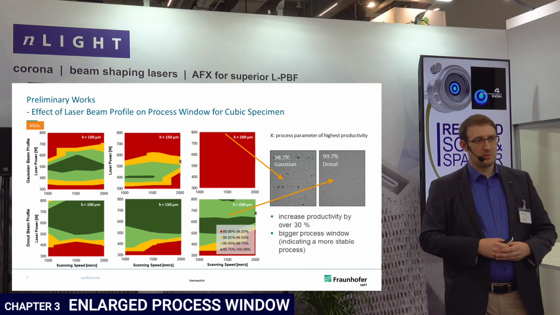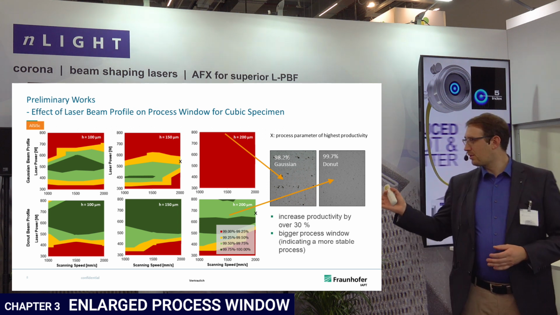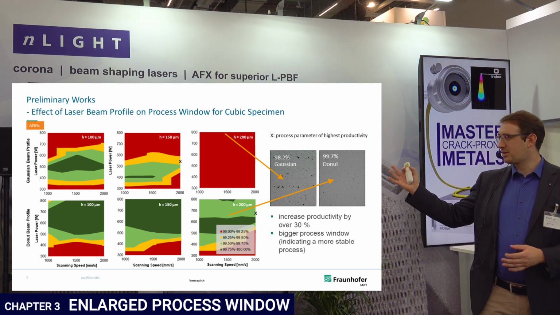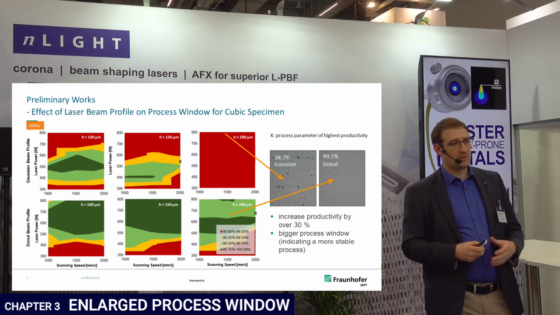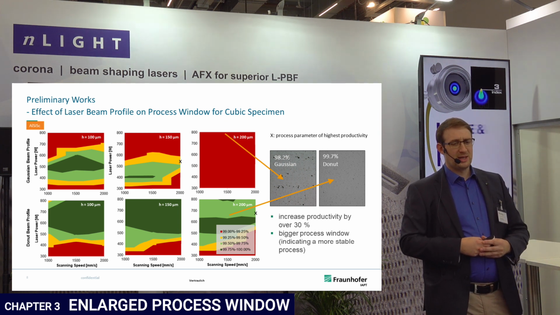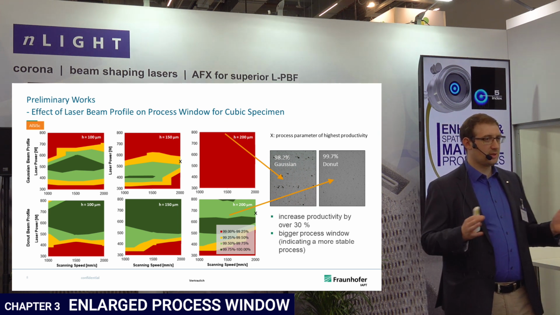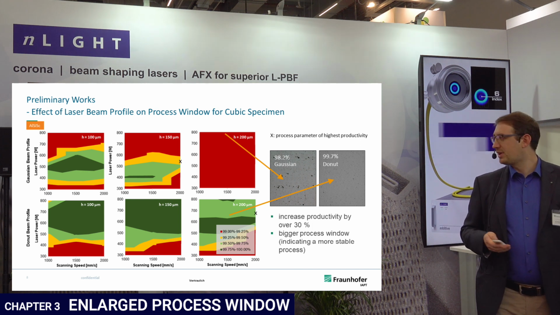While for the donut beam profile, very spectacular, we get regimes with almost 100% density, and this is a very big difference between the two beam profiles.